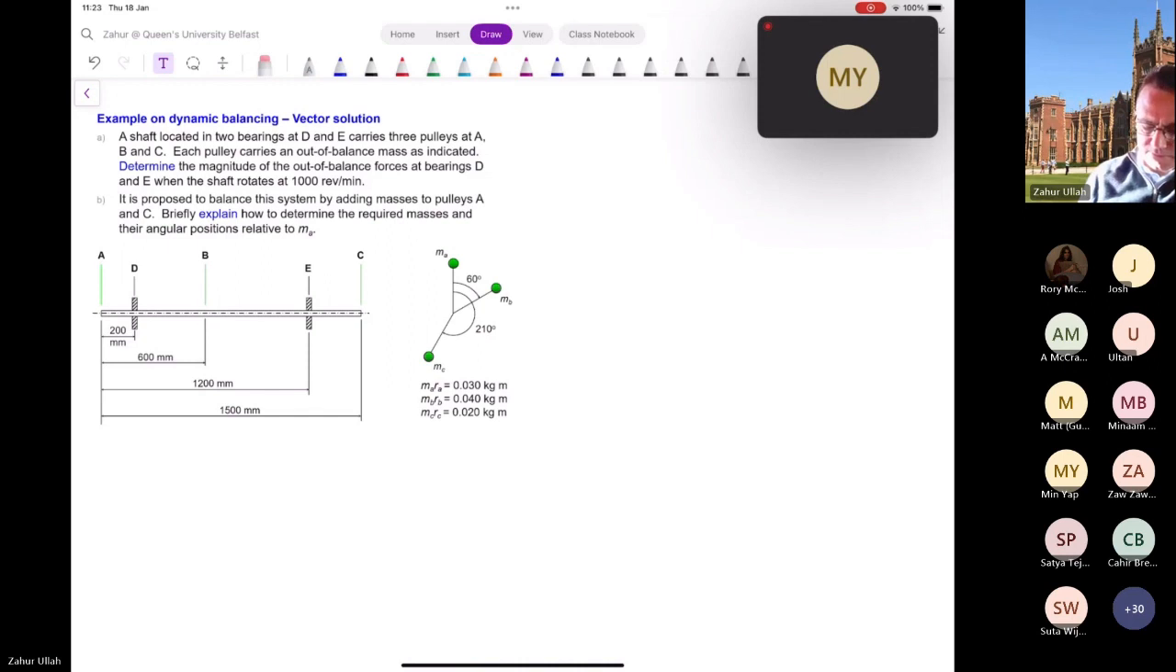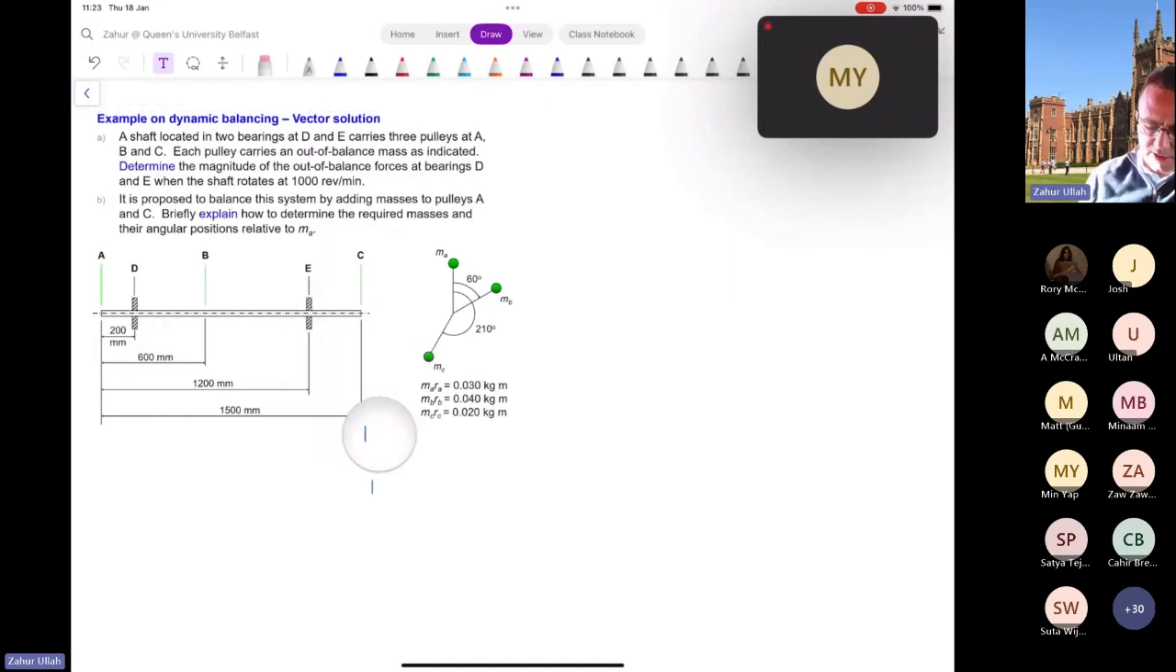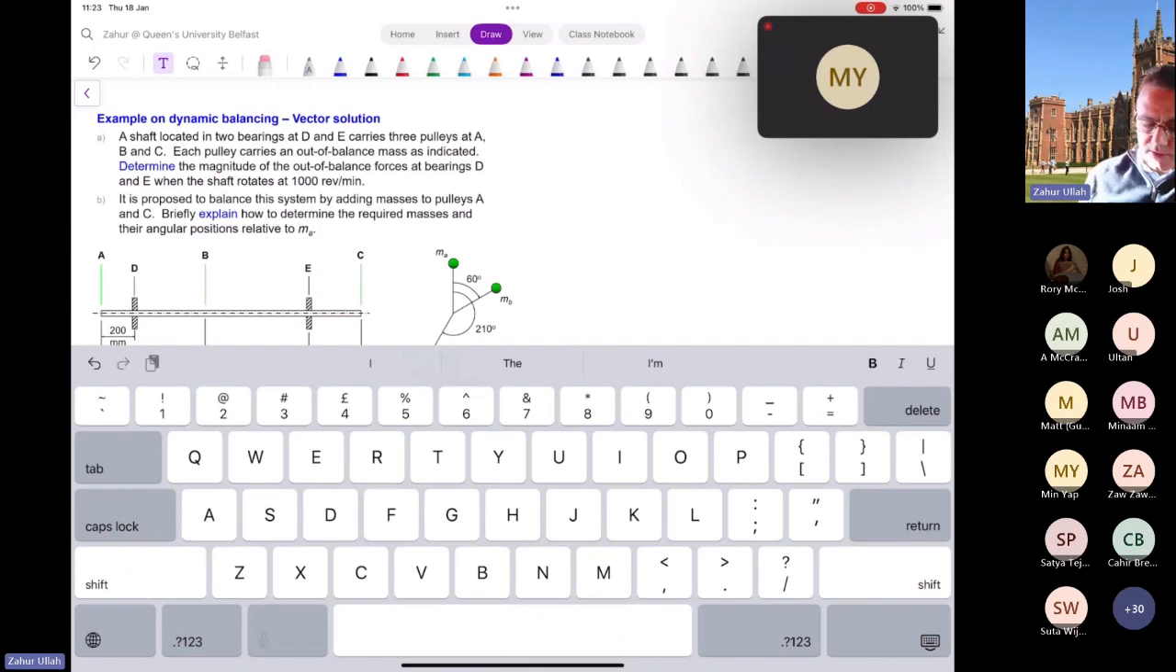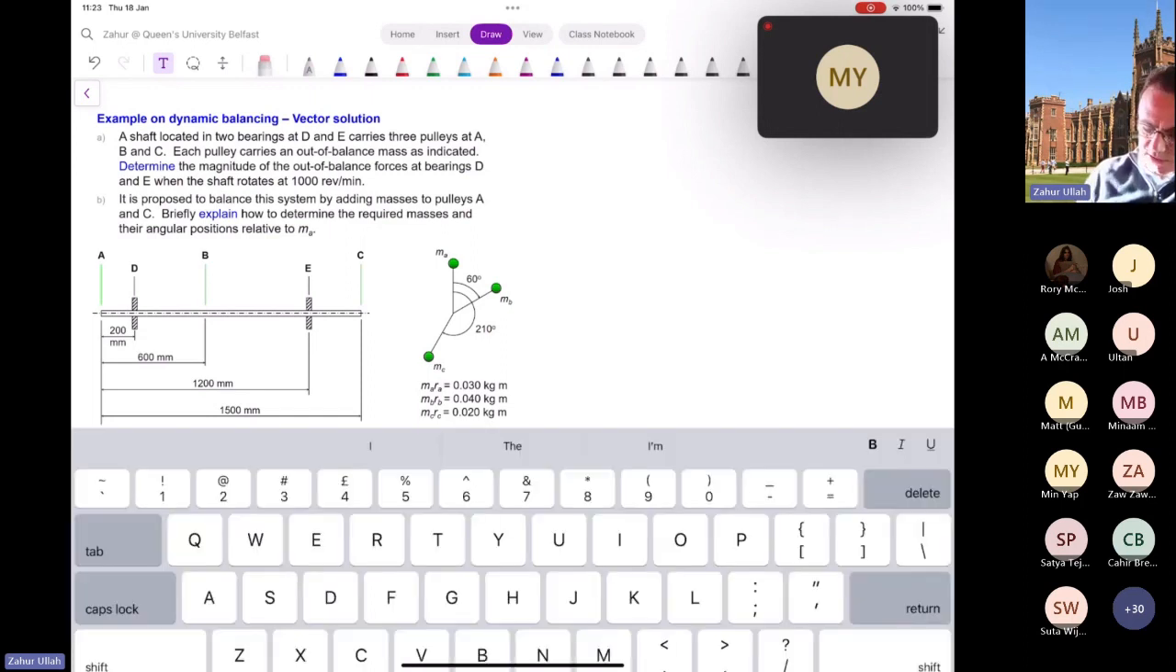And we have two bearings. This is bearing D, and then we have bearing E. In our case, each pulley carries an out of balance mass as indicated. Determine the magnitude of out of balance forces at bearings D and E when the shaft rotates at 1000 RPM. So we can solve this step by step.